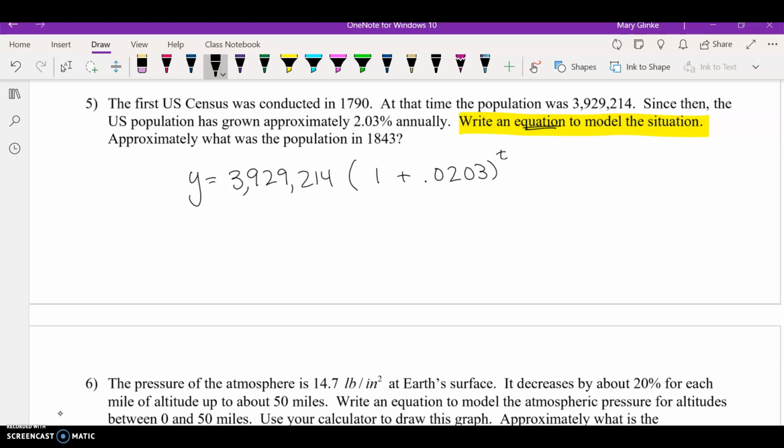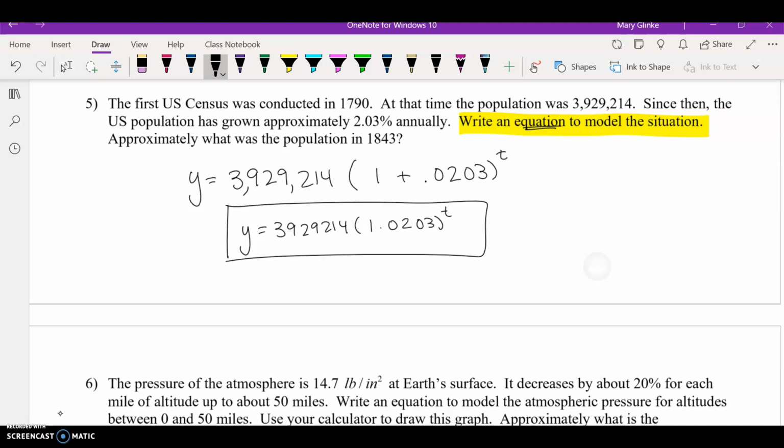Also, you can absolutely simplify this. In fact, if you just want to jump to the 3,929,214 times 1.0203 to the T for your equation, feel free to just start jumping to that.